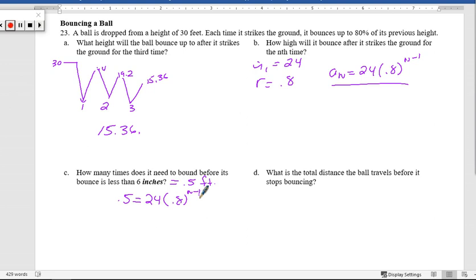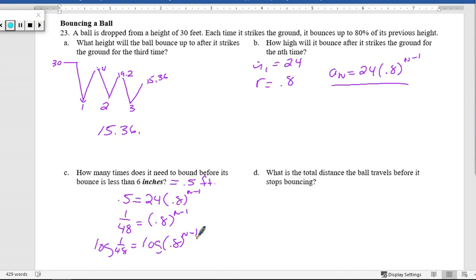Dividing through by 24, I get 1 over 48. You can use a decimal here, that would be okay. 0.8 to the n minus 1. Now we just learned in our last unit, in order to get up into that exponent there, we're going to need to take the log of both sides. So I'm going to take the log of 1 over 48. It's going to equal the log of 0.8 to the n minus 1.